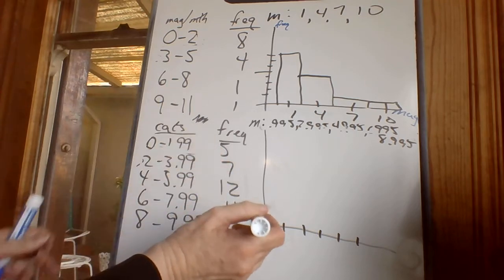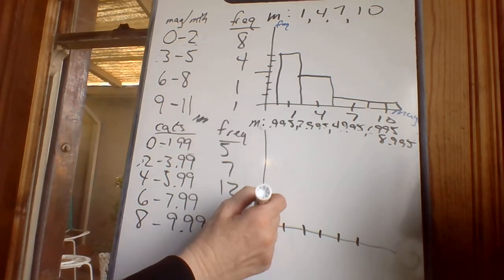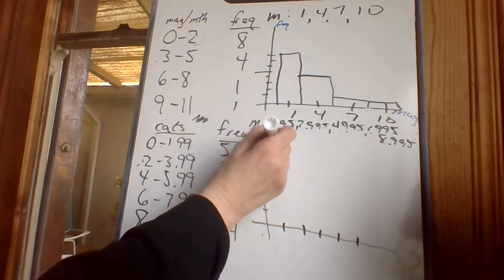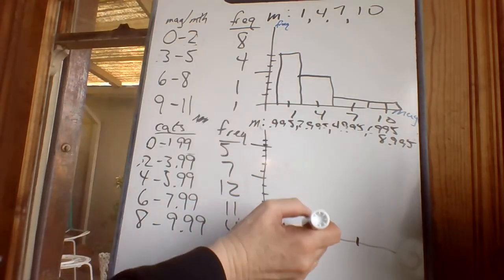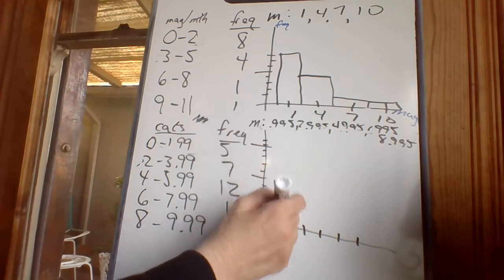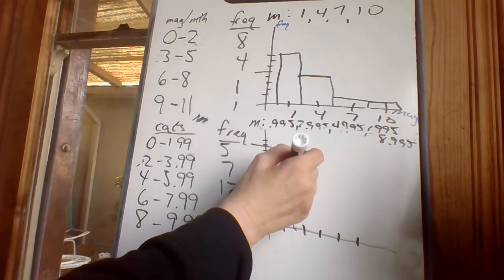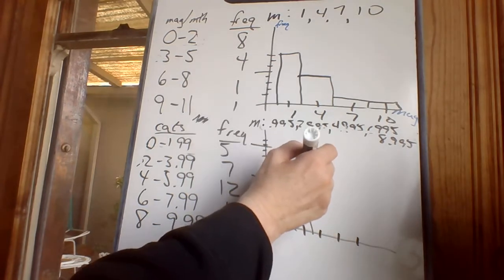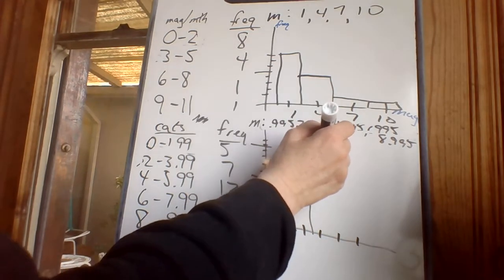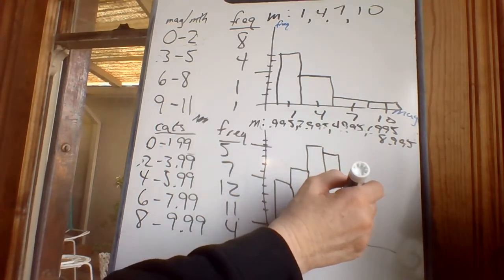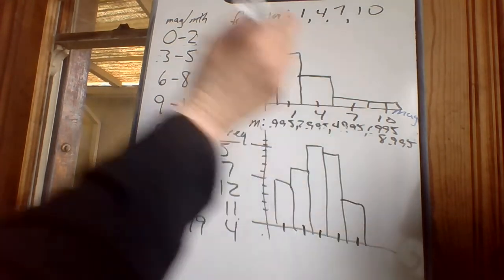Okay, so here, my bars, I need bars up through height 12. Okay, and so the first bar is height 5, and I'm smooshing them together so it's a histogram. All right, third bar is height 12, and then height 11, and then height 4.